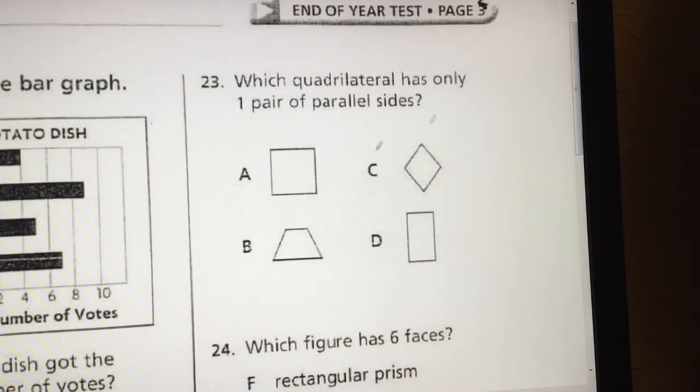Okay, number 23, which quadrilateral has only one pair of parallel sides? One pair of parallel sides. So remember, pair is 2, right? So which one has 2 sides, because they're a pair, that are parallel to each other, meaning they're never ever going to cross. Only one pair.